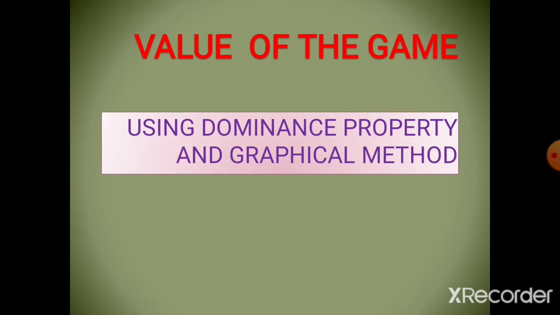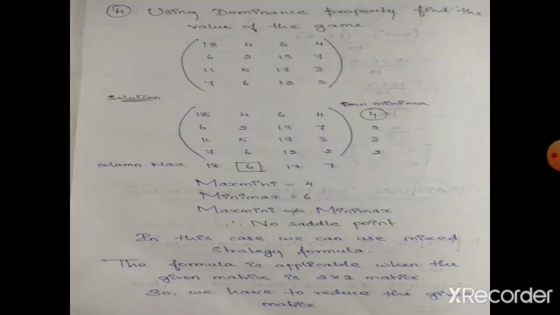In the previous classes, we have seen the value of the game using the dominance property. But in this class, we are going to see both methods in a single problem. The problem will be like this: using dominance property, find the value of the game. So here, if the dominance property is not applicable, we have to come with the graphical method. For this example, using dominance property, find the value of the game.